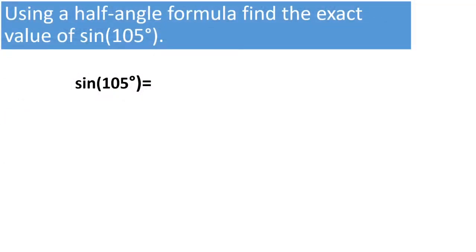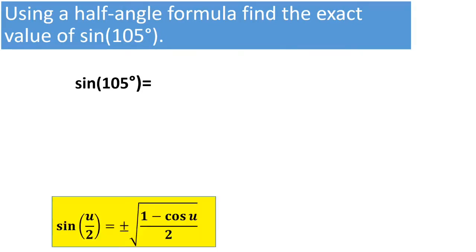The half-angle formula enables us to find the exact value of an angle that is not on the unit circle. The half-angle formula for sine is as follows. We need to think of an angle measure that when it's divided by 2 equals 105 degrees. Sine of 105 degrees is the same as the sine of 210 degrees divided by 2. Unlike the angle measure 105 degrees, 210 degrees is on the unit circle.